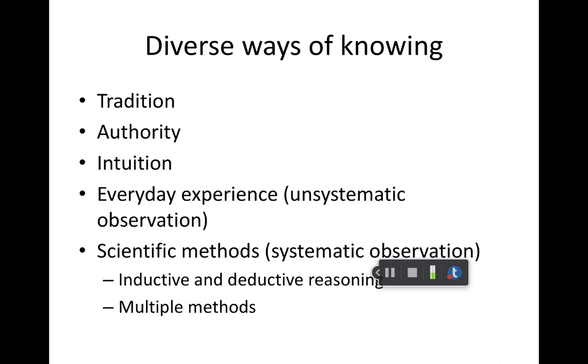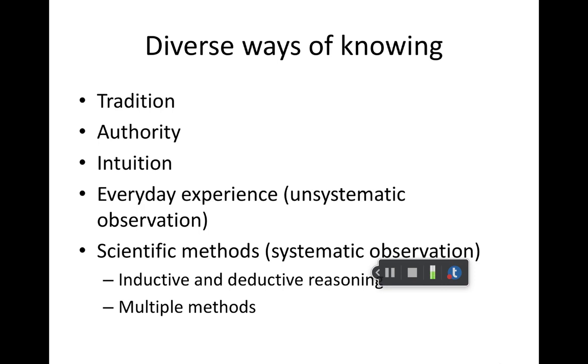We also can learn about the world through intuition. Some of what we know does not come from the past or from other people. It comes from our own sense of how things are or should be. So intuition is really an internal sense. This might be related to everyday experience. We do learn about the world through our own firsthand experience. And here I'm thinking of this as an unsystematic approach to observation, our casual observation, ordinary experience. A very important source of knowledge for us.